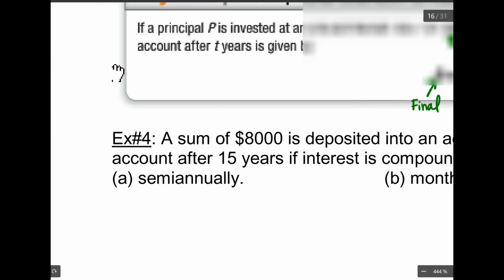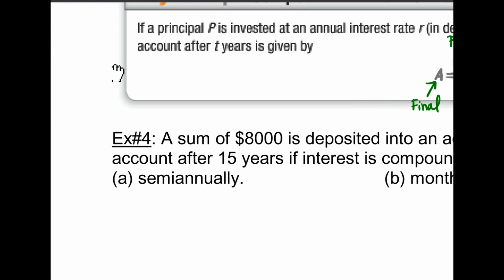All right, so last example: a sum of $8,000 is deposited into a bank account that pays 5% interest. Find the balance of the account after 15 years if interest is compounded. We have 3 different situations. I'm actually going to do 4: semi-annually, monthly, daily, and then continuously.